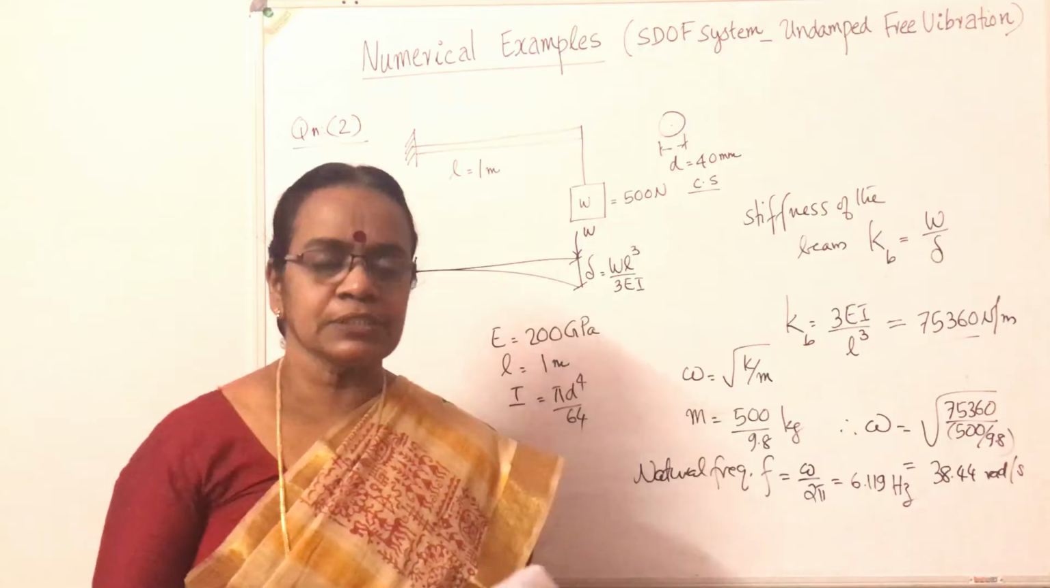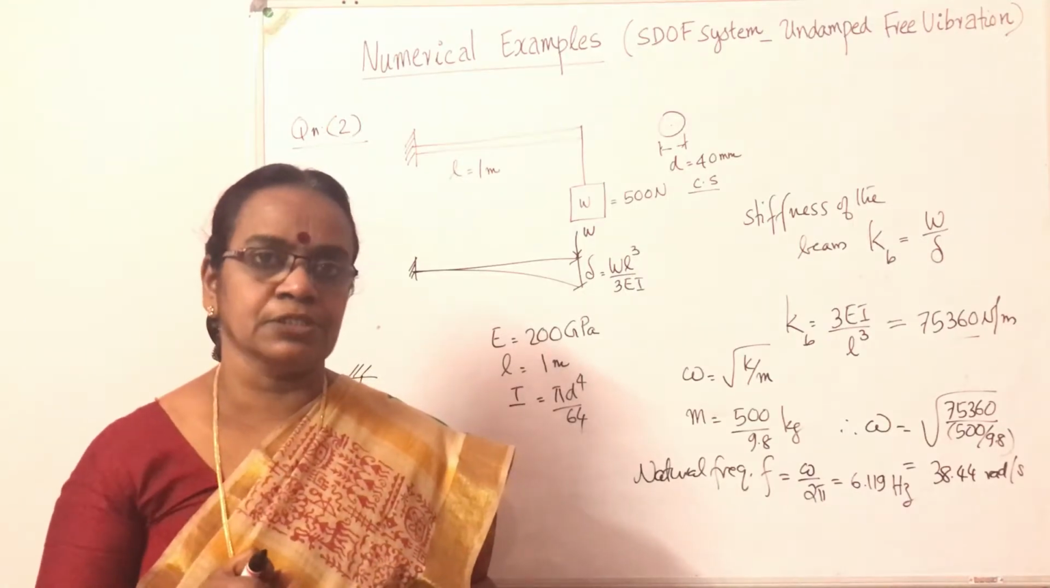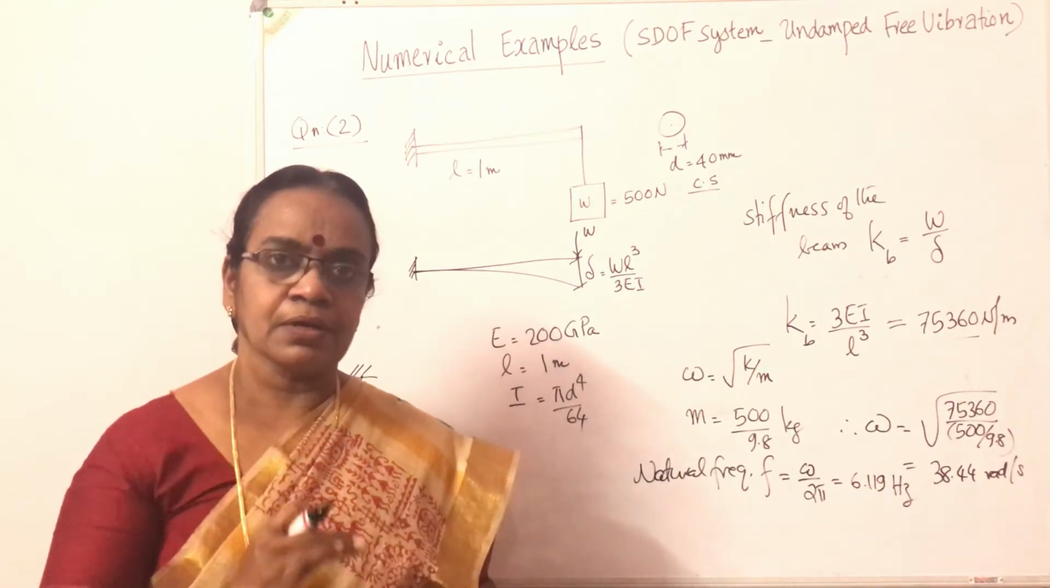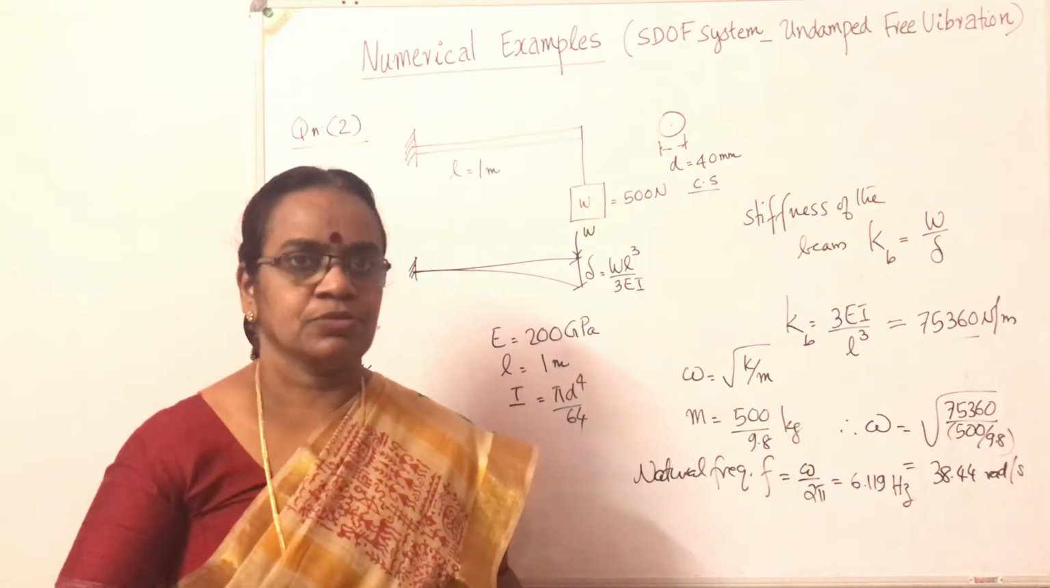The second part of the question asks us to find the change in natural frequency of the system if a spring of stiffness 50 kilonewton per millimeter is introduced between the beam and the weight. So an additional spring was introduced between the beam and the weight. What is the change in natural frequency? So let us see that.